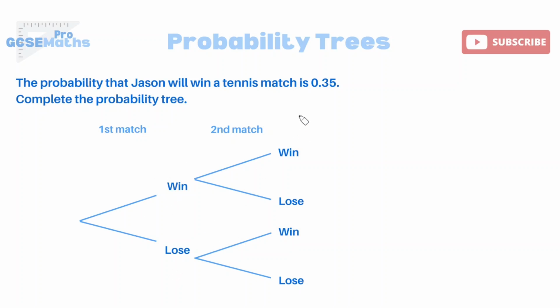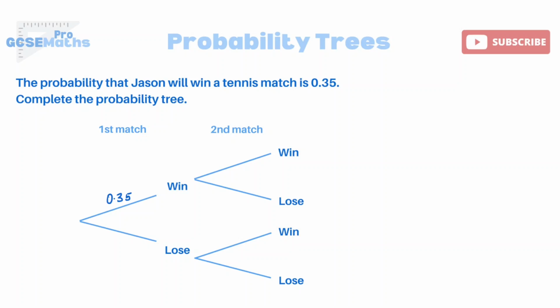He's either going to win or lose, and we've got that win is 0.35. So on this win branch of my tree, I'm going to write down the probability. This time it's in decimals. Sometimes it can be decimals, sometimes it can be fractions. It just depends on the context. Here they've given us decimals, so that's what I'm going to use.